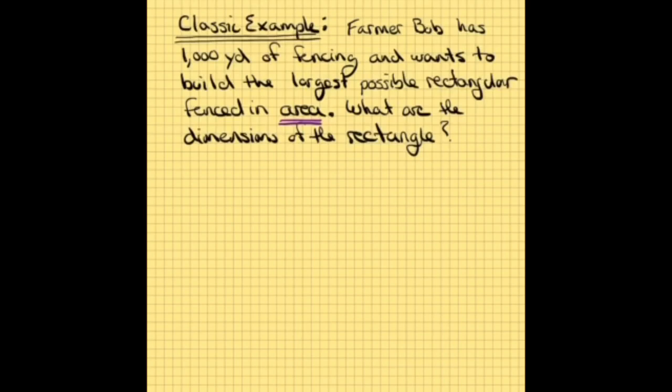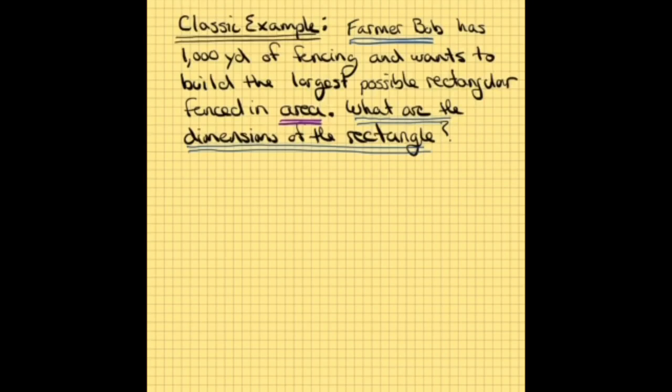In this video, we are going to look at one of the first classic examples, at least I consider it the first classic example, of an optimization problem. We have our good friend, Farmer Bob, with us. Farmer Bob has 1,000 yards of fencing, and he wants to enclose or build the largest possible rectangular fenced-in area. The key is largest. When I hear largest, I think I want to find the maximum. And the question is, what are the dimensions of the rectangle that maximizes the area of the rectangular plot?